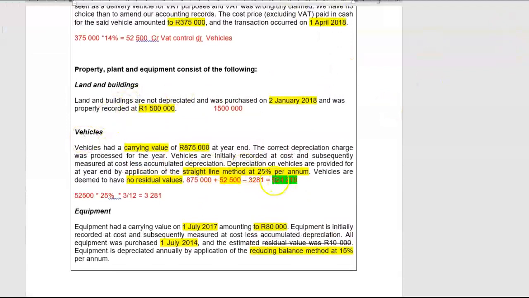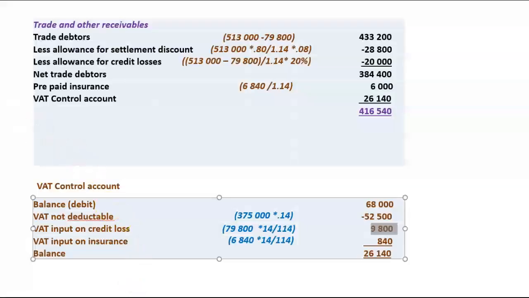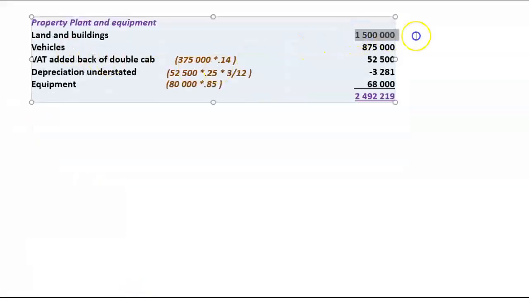For vehicles, it's going to be 924,219. And for land and buildings, it's going to be 1.5 million. So if we add all those together, we will get total property, plant and equipment for the current financial period. 1.5 million for the land and buildings, the 875 plus the 52,500 less the 3281, all three of them together gives us a total of 924,219 for vehicles, and then equipment, after we've deducted the current year's depreciation, gives us a carrying value of 68,000, and if we add everything together, 2,492,219.